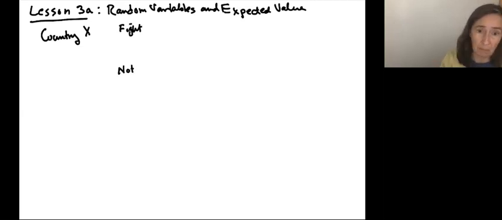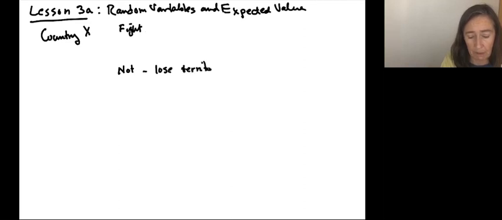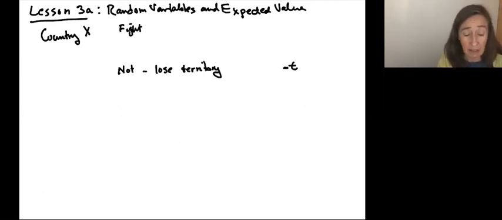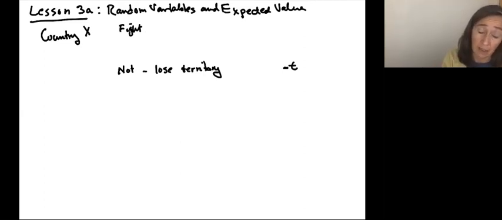Okay. In this very simple story, if country X doesn't fight, there's no uncertainty. What's going to happen is that country X is going to lose some territory. Okay, and so the payoff is going to be a negative t. That t is just going to represent the value of the territory that this belligerent neighbor is going to take if country X doesn't defend itself. Okay, so then the uncertainty comes in if country X does decide to fight in this story. Then the payoff is going to be a random variable. I think we'll call it x2.